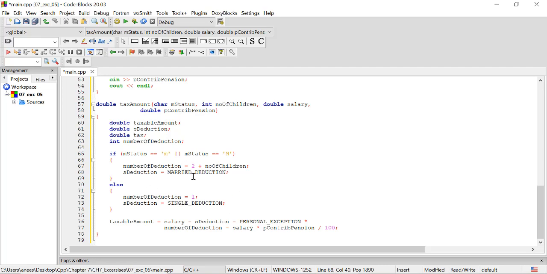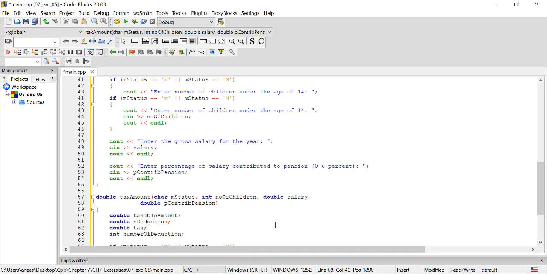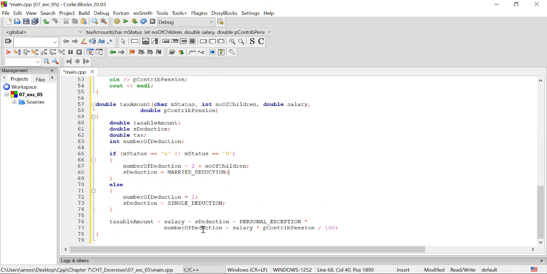From there, if this is not true and you are in fact single, then the number of deductions is 1, and your deduction is just a single flat-rate deduction of 4,000. Now the taxable amount is equal to your salary minus your constant deduction, minus your personal exception. Keep in mind everything is minus in this case.